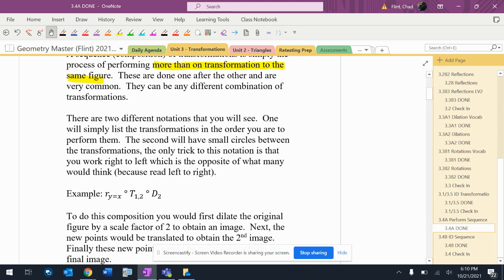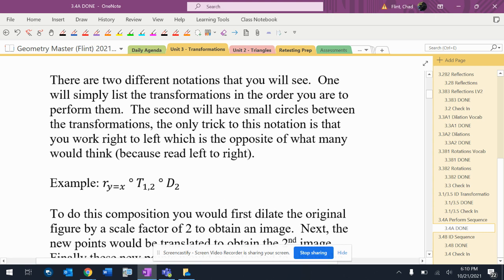All right. Now, there are two different types of notations that you will see. One of them is going to happen very, very often, and one of them might never happen other than a couple of times here. So the main one that you're going to see is just going to list the transformations in the order you're supposed to do them. Say like do a rotation 90 degrees followed by a reflection over the x-axis. All right, that is the way that 95% of the questions are asked.